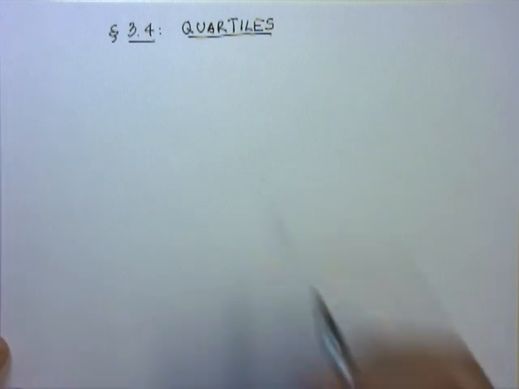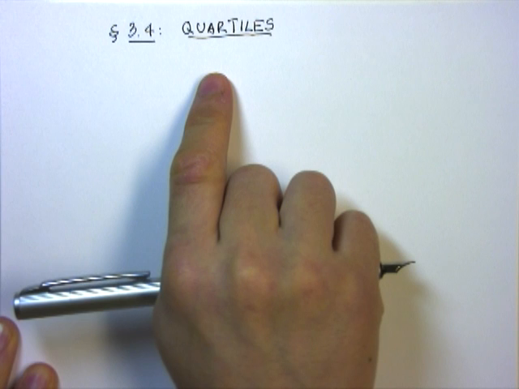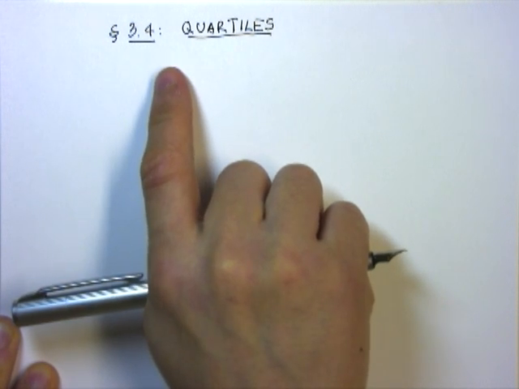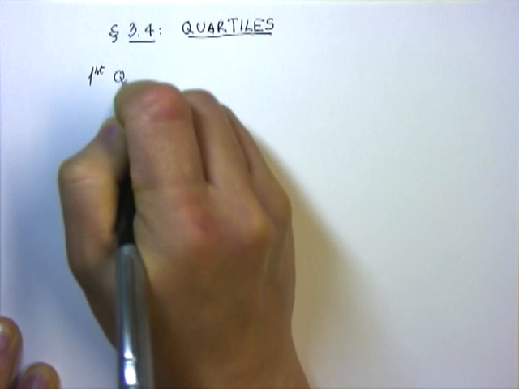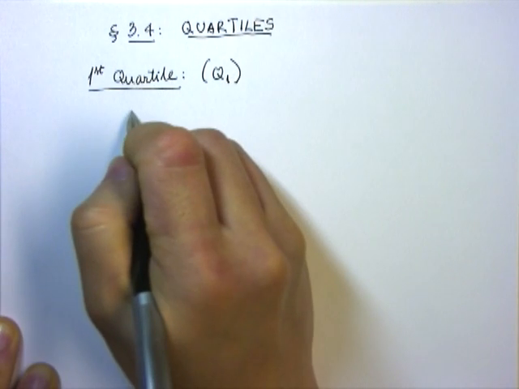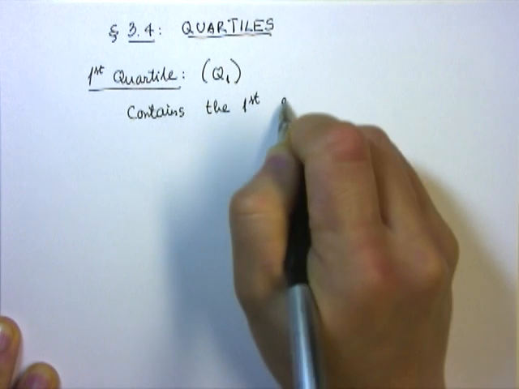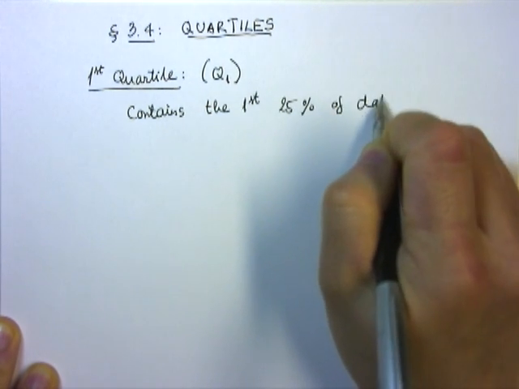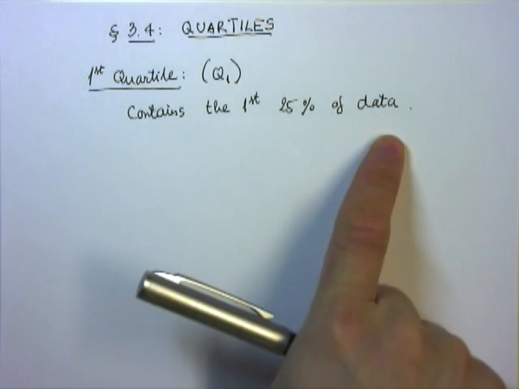So let's now talk about quartiles, another discussion topic in 3.4. Generally, data, after putting it in order, can be divided into 4 separate quarters. So the idea now is that the first quartile, or as a notation, we're calling it Q1, basically contains the first 25% of data. Once again, like I said, data can be divided into 4 different quarters. So we go by 25%, 25%, and 25%. And so the first quartile basically contains the first 25% of data.